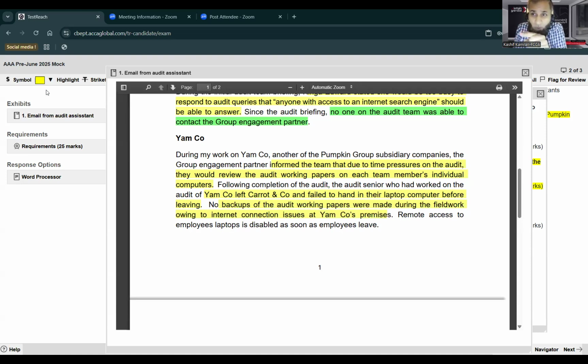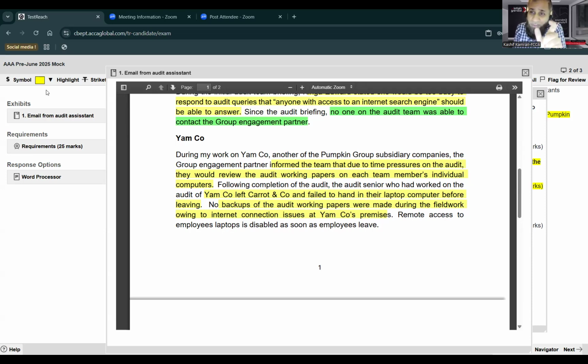The senior must have done work on the risky areas. And the senior has left. He failed to submit the laptop before leaving. He took the laptop with him. Now, there is no backup of the work. So, no backups. That means the policies and procedures at Carrot Company are questionable.